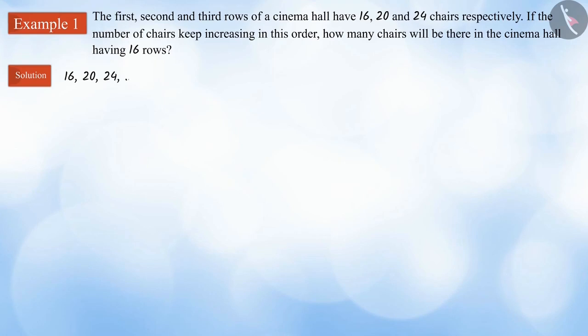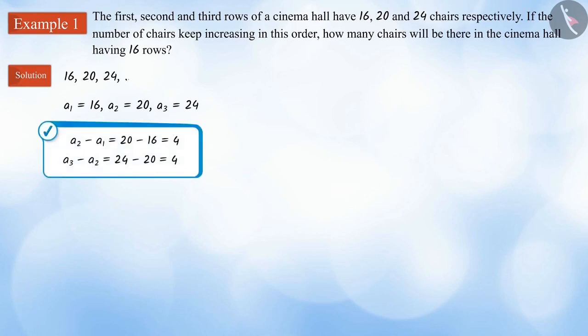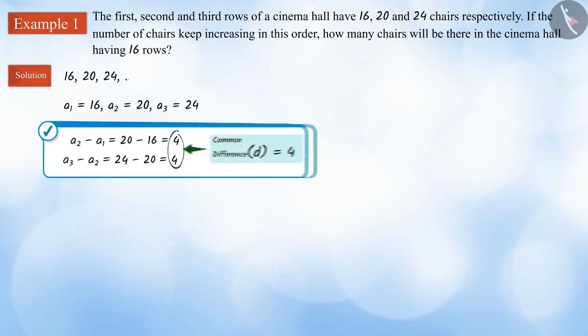What can you say about this list? The first term in this series is 16. The second term is 20, and the third term is 24. Here, the difference of two consecutive terms is the same, that is 4, which is the common difference d of this series. Hence, this progression is an arithmetic progression. Well done!